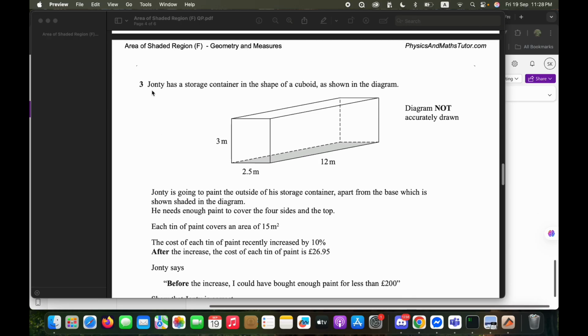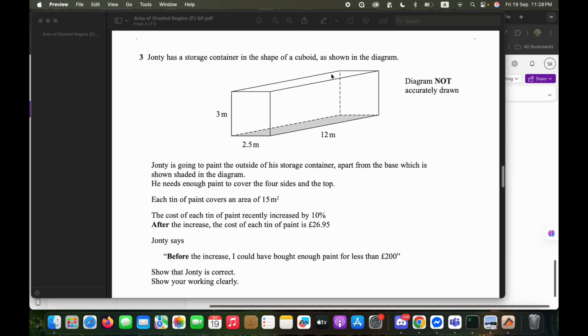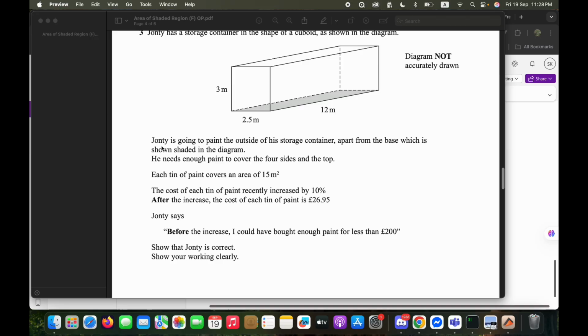It says, John T has a storage container in the shape of a cuboid as shown in the diagram. John T is going to paint the outside of his storage container apart from the base, which is shown shaded in this diagram. Apart from this shaded region, John T has to cover the entire cuboid. So he needs enough paint to cover the four sides and the top.